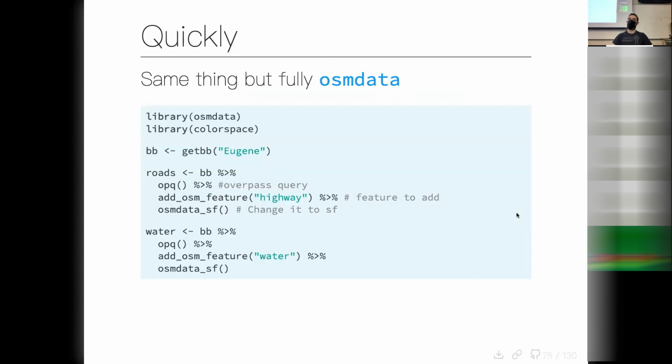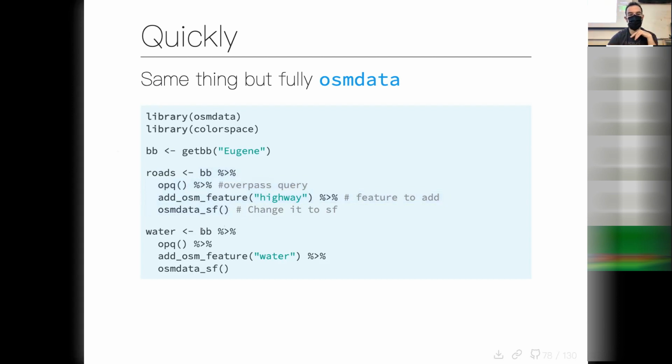So very quickly, we can replicate this exact same thing with just fully osmdata. The way we would do this is we're going to go osmdata. I loaded the colorspace package as well. We have our bounding box, and then we use the pipe here. So we go bounding box, that passes to opq, which stands for overpass query. Okay, so we're querying an API to give us the thing we want. And then we say add_osm_feature highway. So this is just adding the highways. And then this last line, osmdata_sf, is changing it from an sp object to an sf object. So this is the roads.